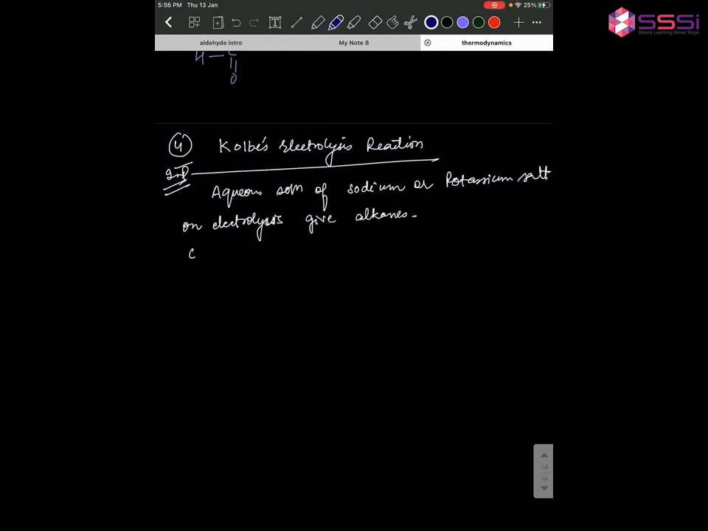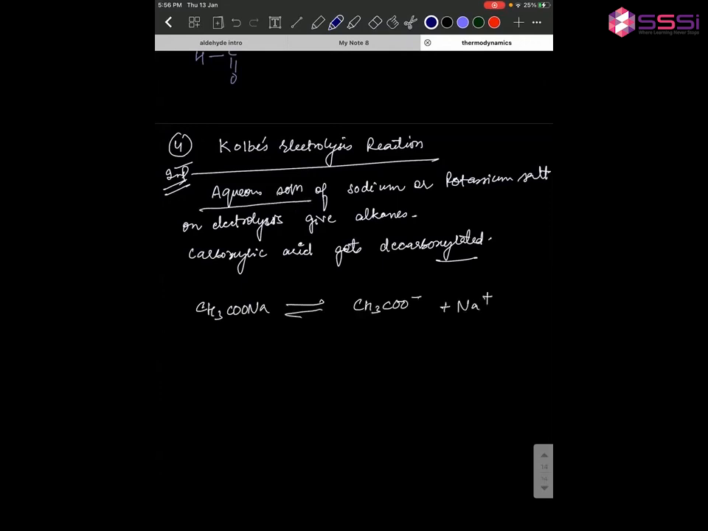What happens here? Carboxylic acid gets decarboxylated. How does the reaction take place? For example, I'm taking CH3COONa. This is an equilibrium reaction, and we are getting CH3COO negative and Na positive. This is sodium salt of carboxylic acid. As it was an aqueous solution, it gets ionized along with the water molecule also, as H positive and OH negative.